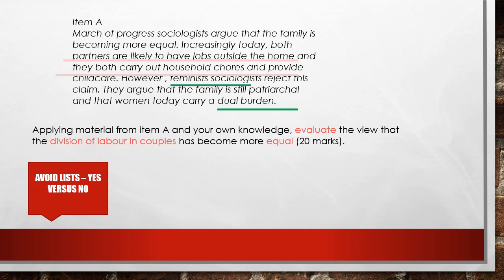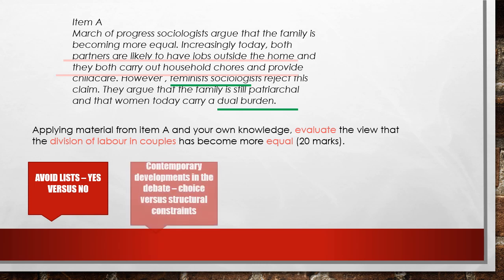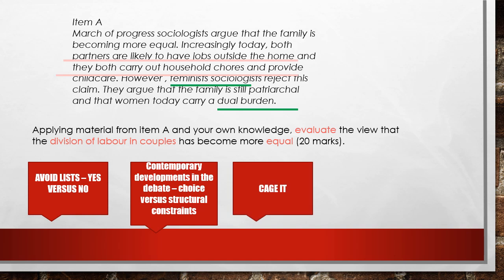Now, avoid a list. Don't have a list of yes, no, yes, no, yes, no. It's about depth. We looked at that when we looked at AO1 and AO2. It's how detailed your answers are going to be. It's how well you unpack those feminist ideas as well as those March of Progress views. Try to bring in contemporary developments in the debate. Don't just stick to the 70s and the 80s. So bringing in much more contemporary theories, so choice. To what extent is the division of labour in couples a product of choice versus constraints like structural constraints? So people might want to have a symmetrical family, but they can't.